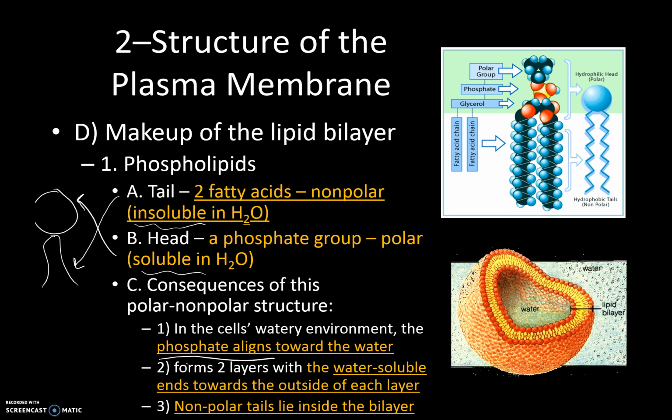Now what this image is showing you is kind of like a cross section of a cell. So if you just cut a chunk out, you can see the watery environment outside of the cell, and then we'd have the cytoplasm inside of the cell, and you've got those phosphate group heads towards the watery environment, and then the non-water-loving non-polar tails on the inside of the bilayer.